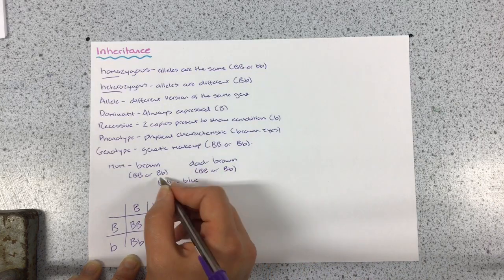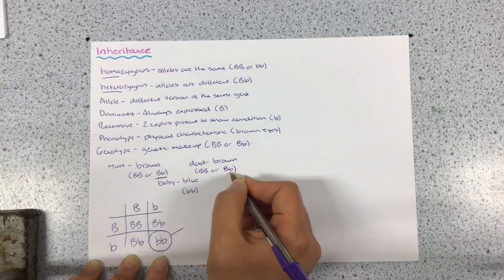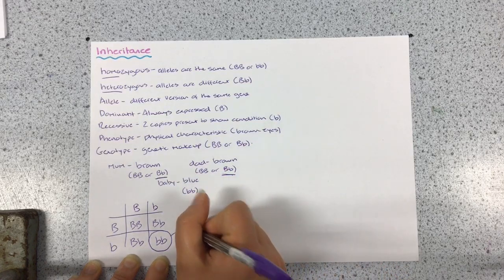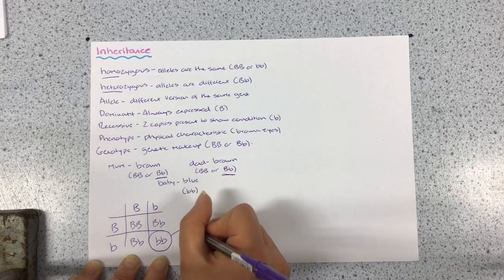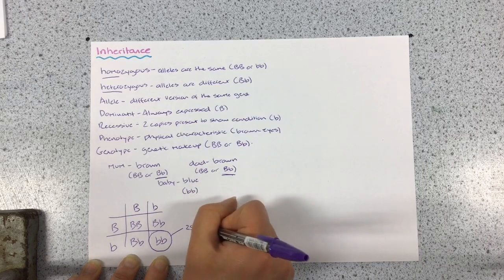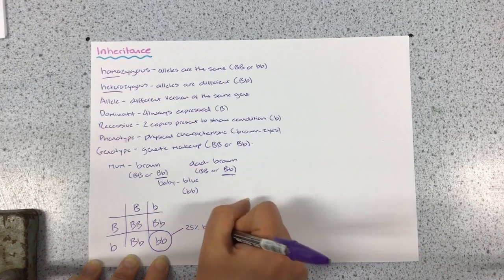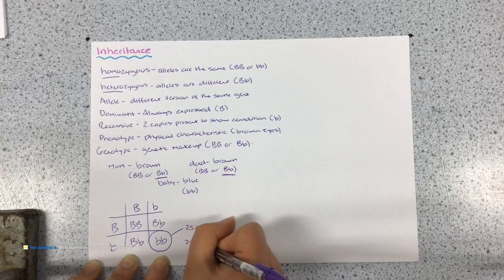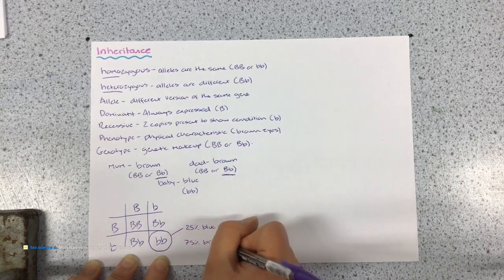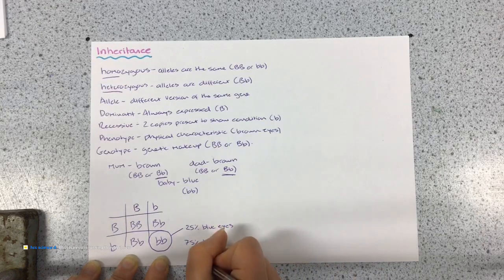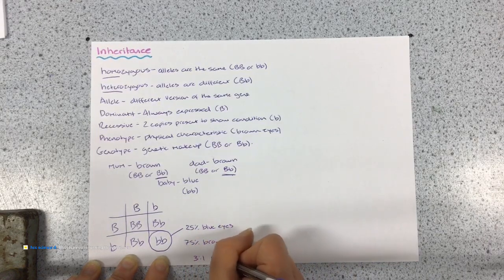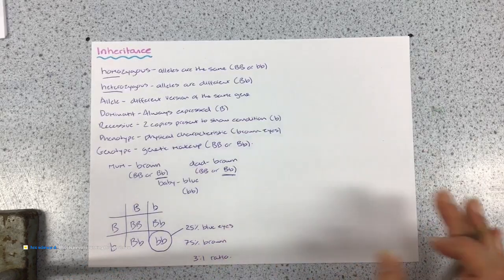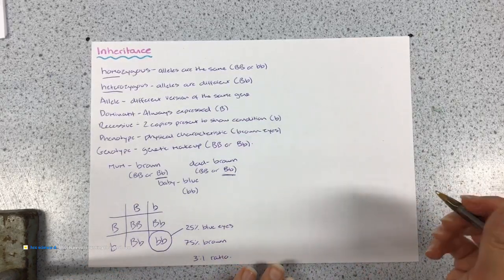So we can summarise from this that mum's genotype was big B, little b, and so was dad's genotype. That isn't finished though, guys. You must give a percentage. So it's 25% chance of having blue eyes, and you can say 75% chance of having brown. Okay? Also represents a 3-to-1 ratio. Okay? So that's just the basics of inheritance.